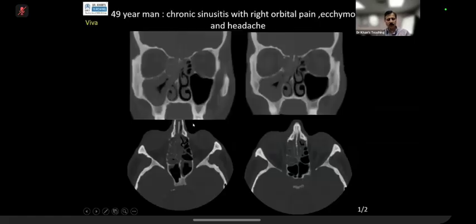Middle of the night, they will do surgeries for these kinds of scenarios. Now, another case is this one. Here, what happened was similar. This is a 49-year-old with chronic sinusitis, right orbital pain, ecchymosis, and headache. If you look carefully, there is opacification here, opacification here, opacification here. This clinical is very important, but look at this. This is the medial rectus. This medial rectus is touching the bone. There is something here.